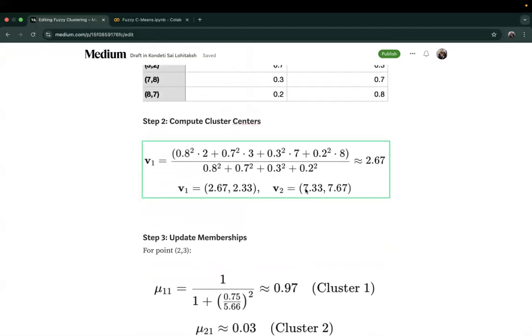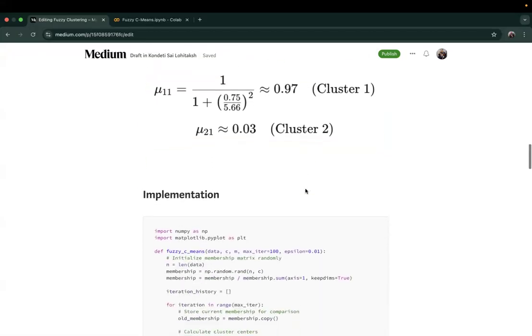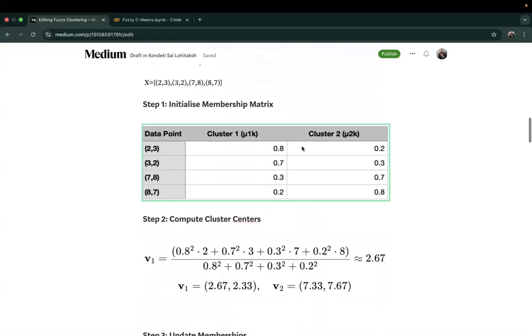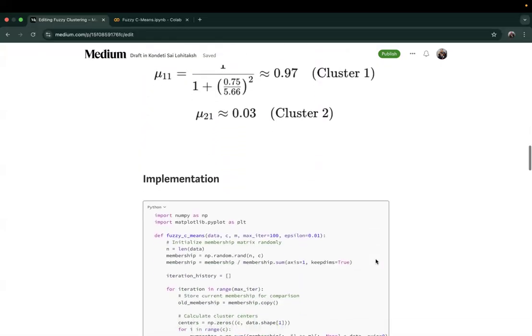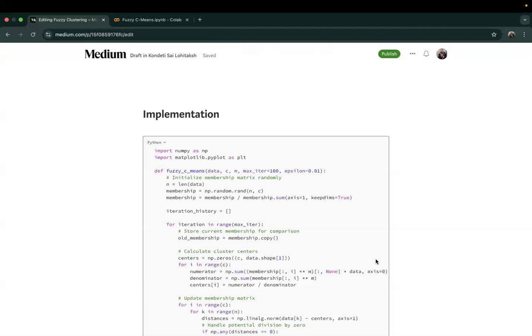There are only two conditions where we stop this. When the number of iterations has completed, or the difference between two adjacent membership points is less than a certain threshold. So that is the time when we stop it.